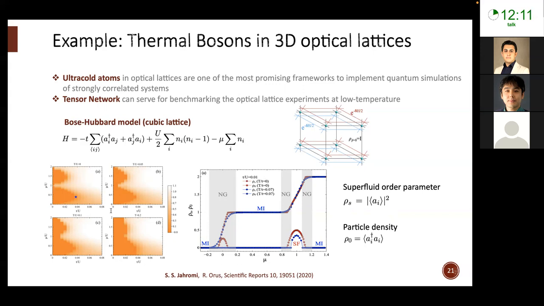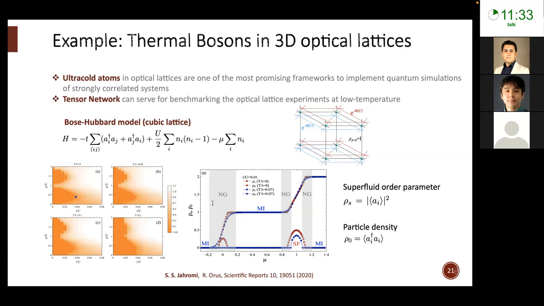So here is the phase diagram that you would see. These are the contour plots of the superfluid order parameters, and these are the Mott lobes. You would see that the superfluid order parameter is 0 in some specific regions. As you increase the temperature, you would see that these Mott regions start to deform, and the superfluid region also deforms. And then there is also some normal gas state which emerges in between.